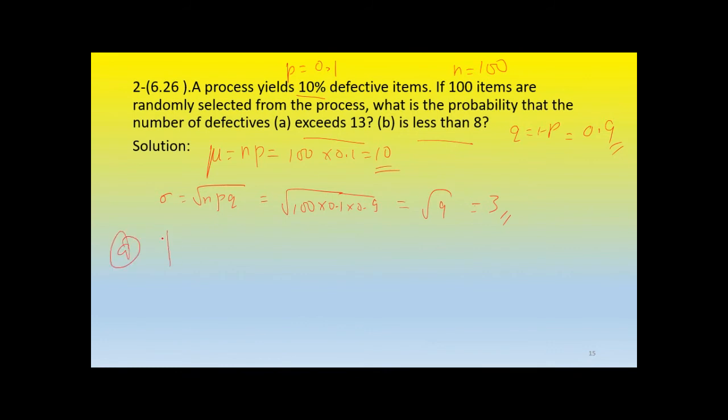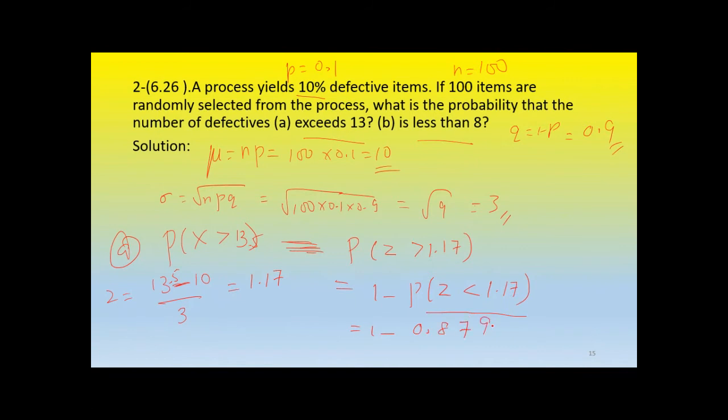Question A says probability of x greater than 13. So find z: 13 minus 10 over 3. Now, the correction factor: 13.5 minus 10 over 3. This should have been 13.5. Using a calculator we'll find 1.17. So this is equal to the probability of z greater than 1.17, which can be written as 1 minus the probability of z less than 1.17. This can be found from the table to the left of z 1.17, positive z. We'll find the area 0.8790, and the answer is 0.1210 for case A. Case A is done. Case B is coming up.